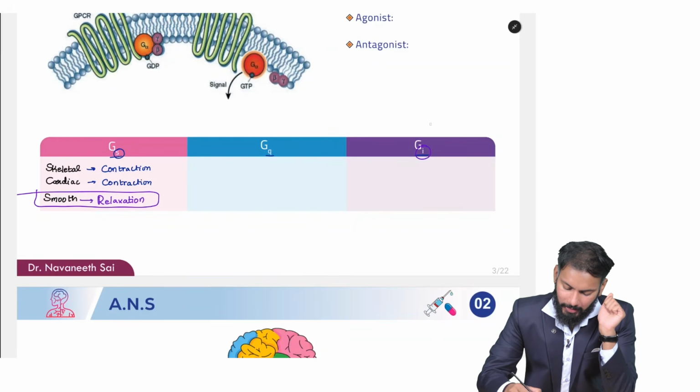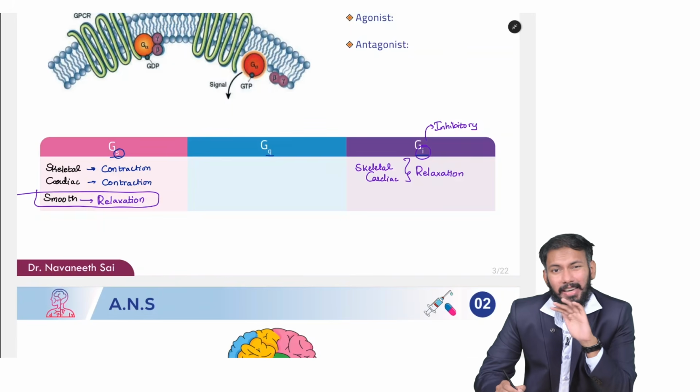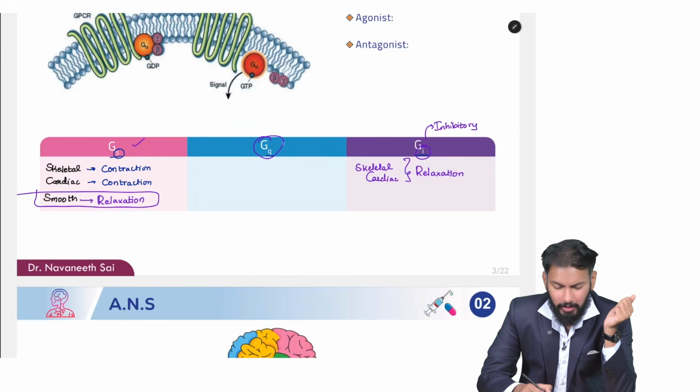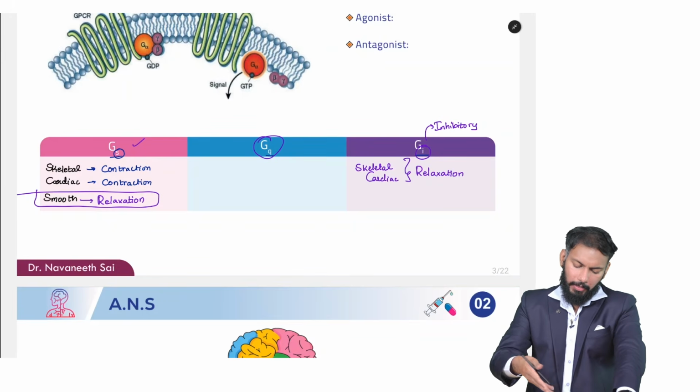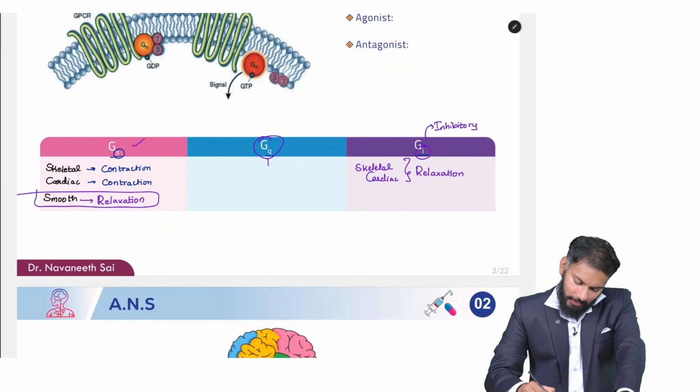Now, coming to GI. GI is inhibitory. So, it will inhibit, that means it will relax all the muscles. So, it is relaxing skeletal muscles. Yes, it is relaxing cardiac muscle. Now, smooth muscle relaxation has already been done by the GS. What is left out? That is GQ. Now, what is GQ doing? See, whatever is left out. Is smooth muscle relaxed? Yes. Is smooth muscle contracted? No. So, that is what GQ will do. GQ will cause smooth muscle contraction. That's all.